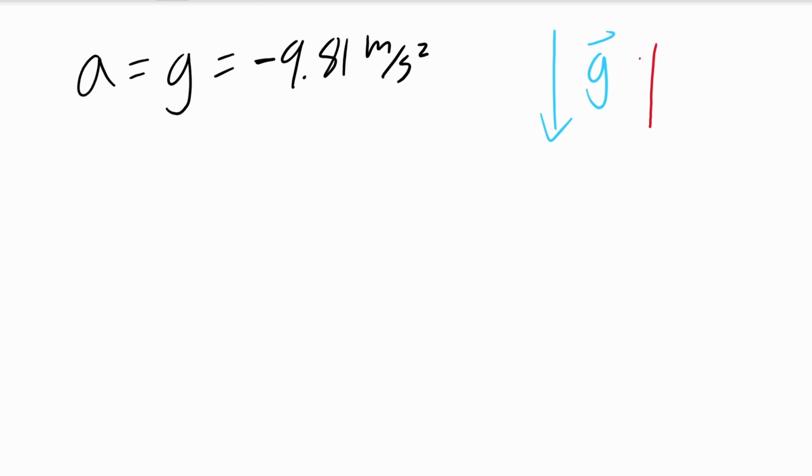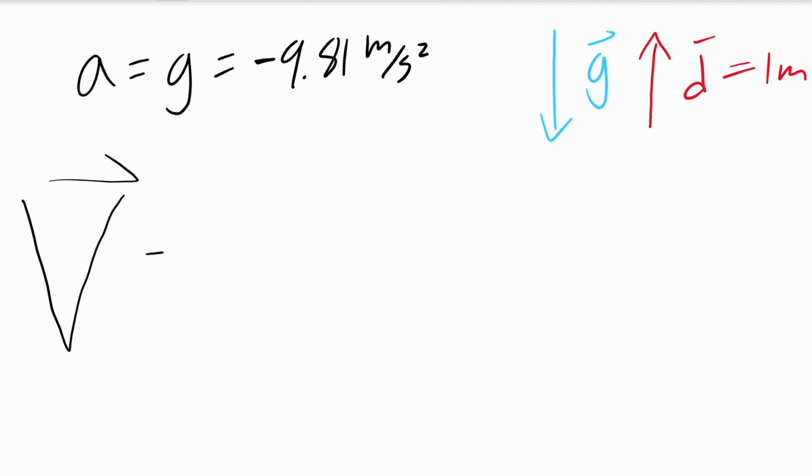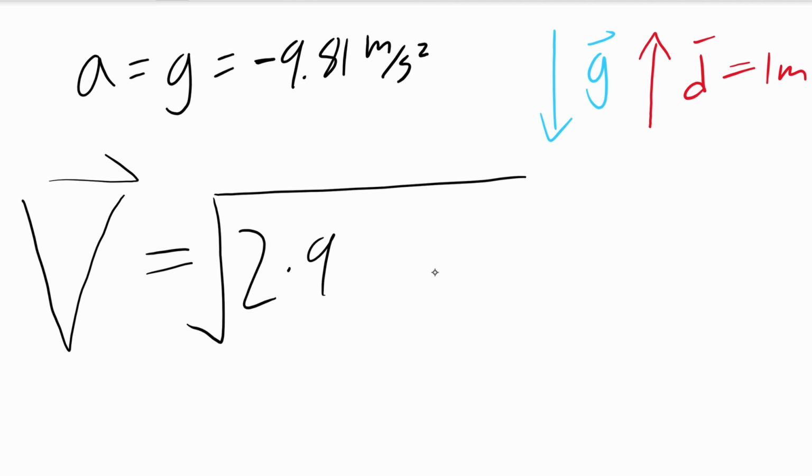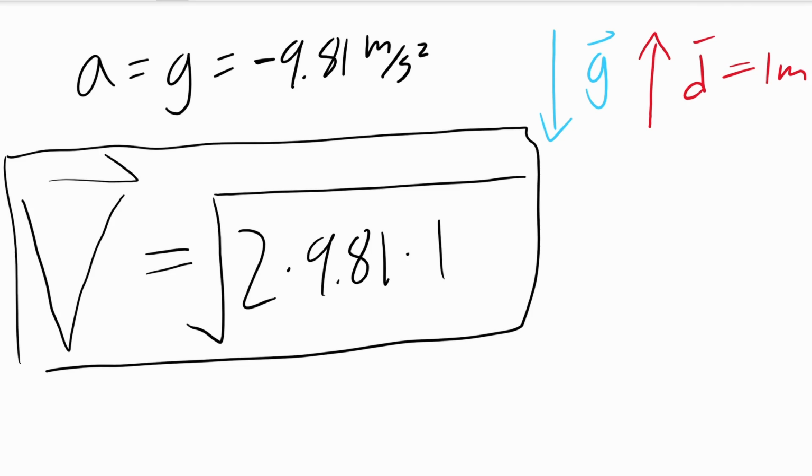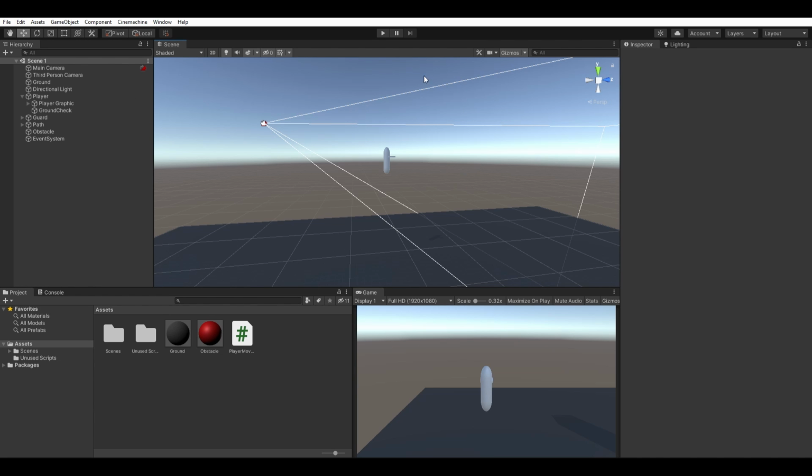Next, as a reminder, our distance we're trying to travel is in the positive direction. And let's just say we're trying to jump 1 meter for now. And finally, we can come to our concluding equation: our initial velocity, or the necessary velocity to jump a distance of 1 meter, is just the square root of 2 times 9.81 times 1. Finally, Jesus Christ, man.